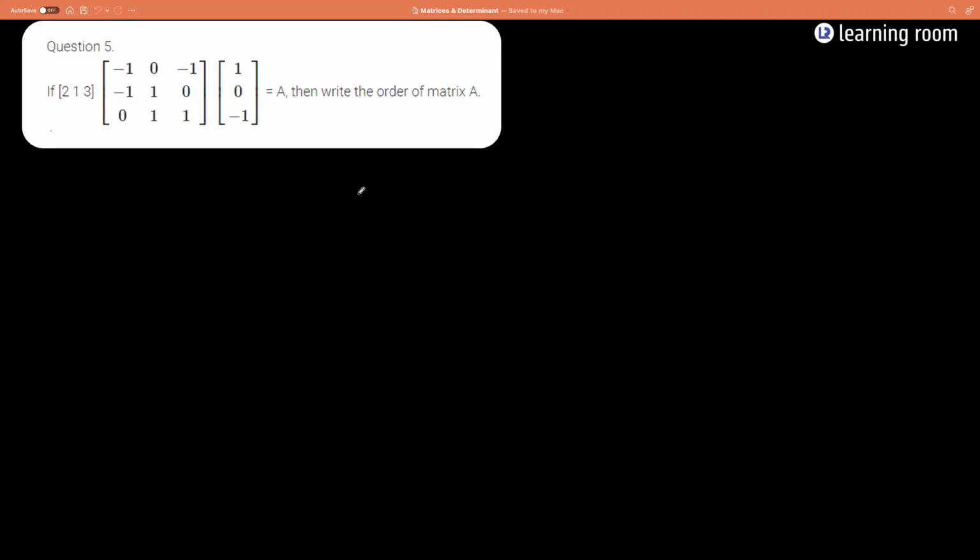So here, if you observe, they're not asking you to multiply, rather they are asking you the order of the matrix. So when you want to multiply two matrices, what is the important condition?